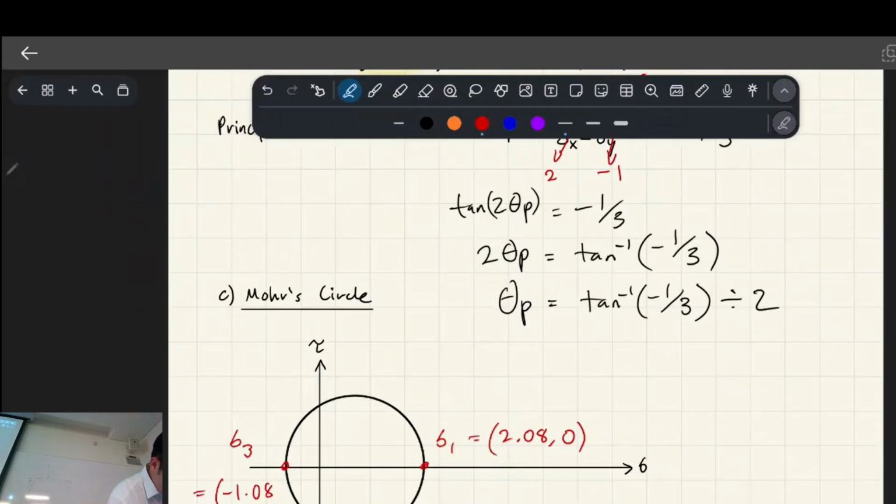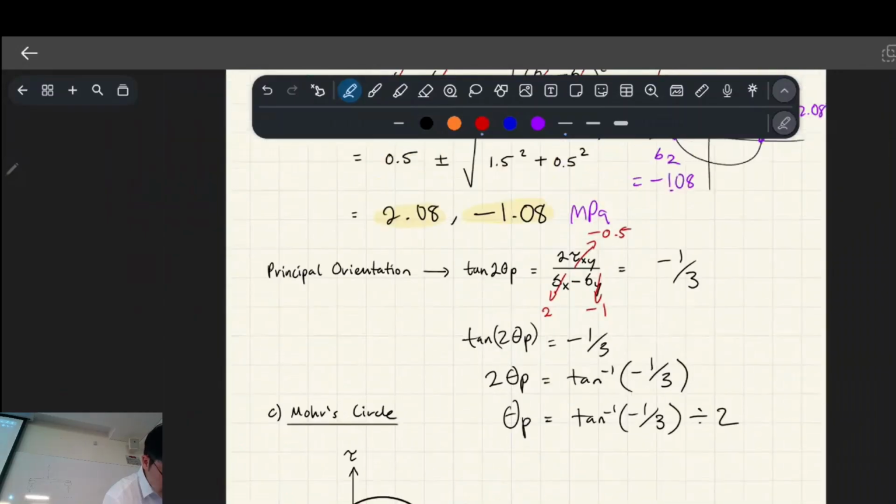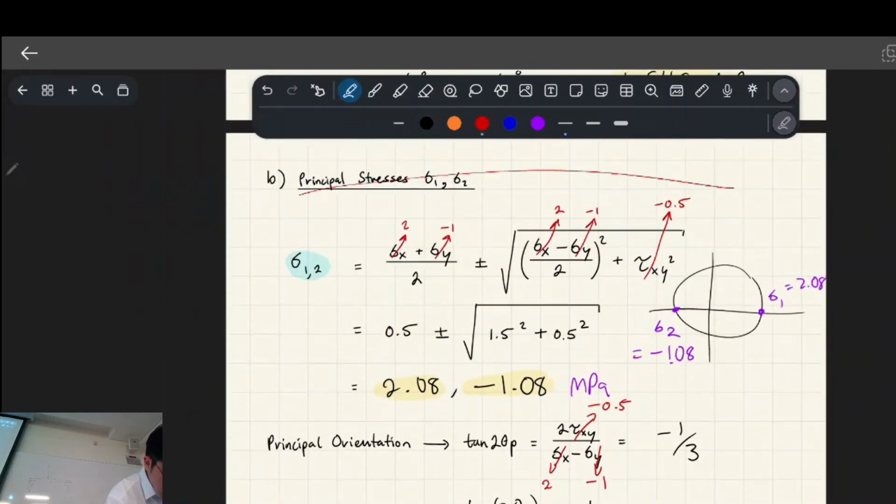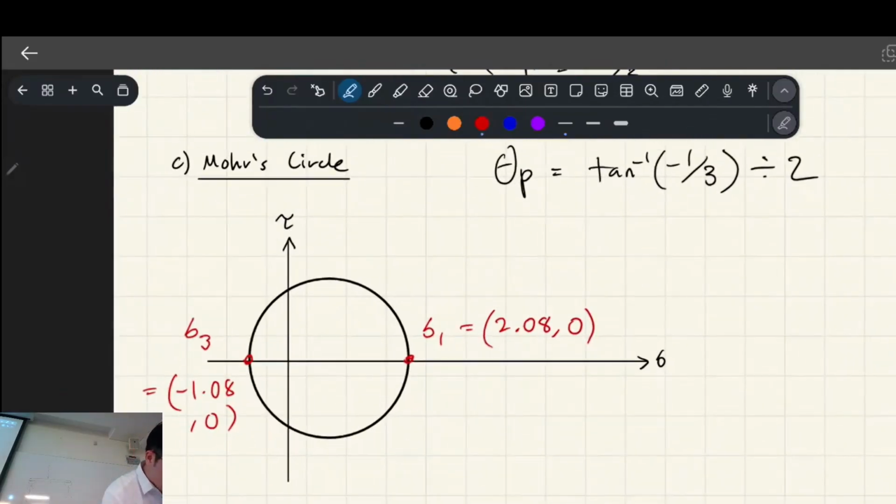And this was negative 4.08 and 0. So that's from this equation, remember. Okay, so that's plotted on the flat line. All right, next we have the xy plane.